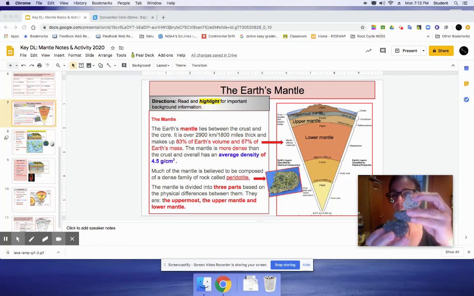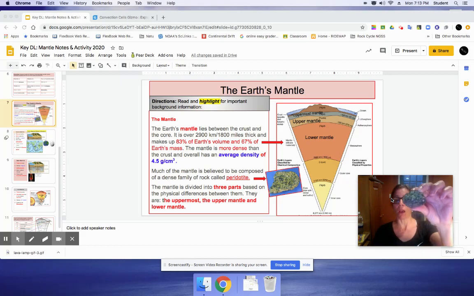The layers are composed of different rock. So this peridotite is a nice representative of the rock of the mantle. Now, the mantle is broken into three unique parts.